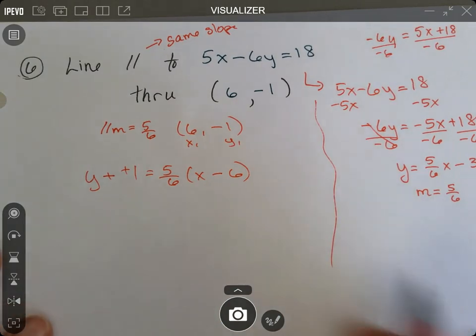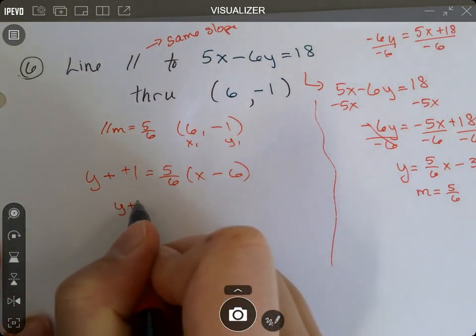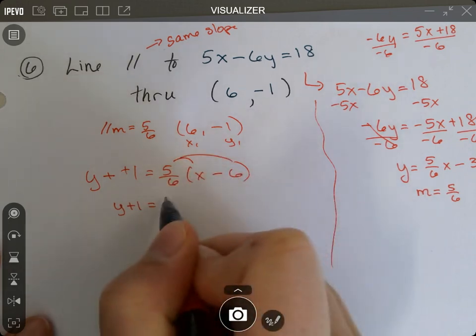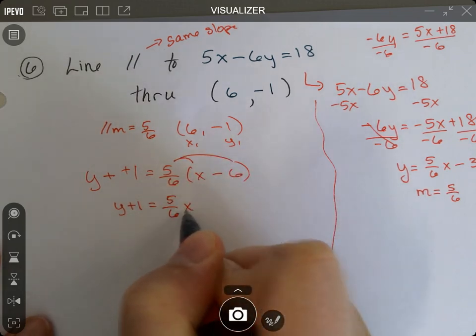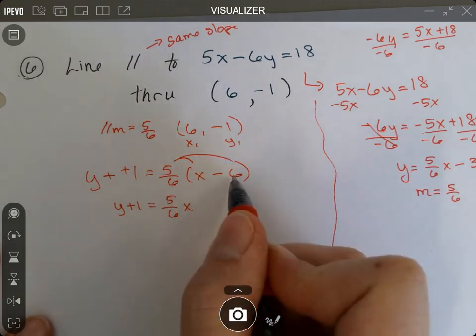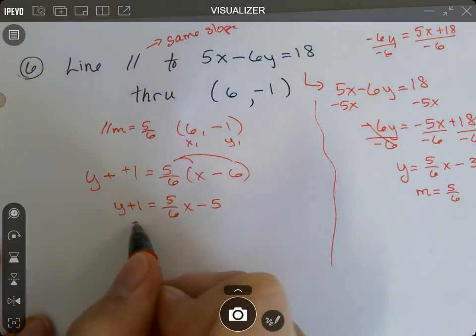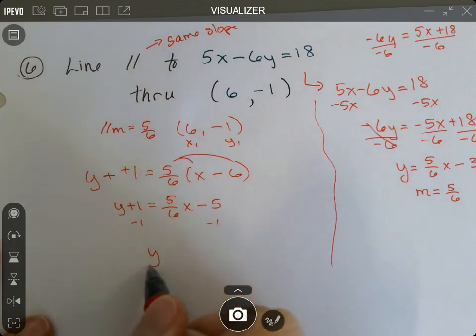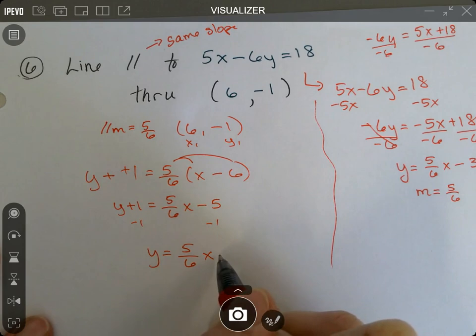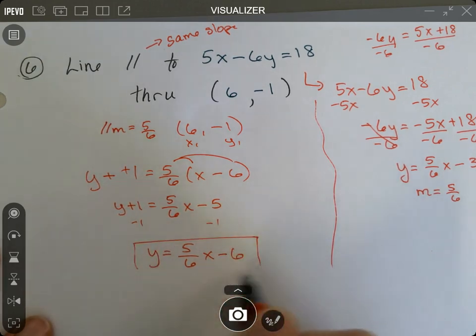Okay, now that I have that, I'll clean that up, and I'm going to distribute my 5/6. If you need to use a calculator, do it. But 5/6 times minus 6, the 6's would cancel. I get minus 5. And then you subtract 1. So y equals 5/6x minus 6. That should be our equation.